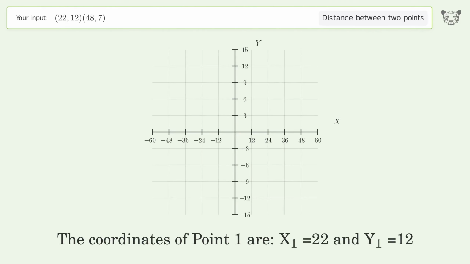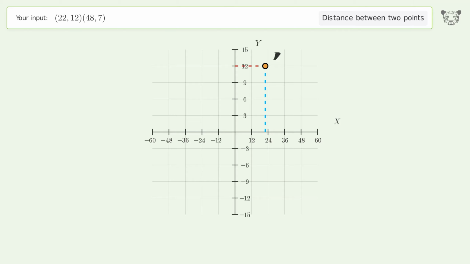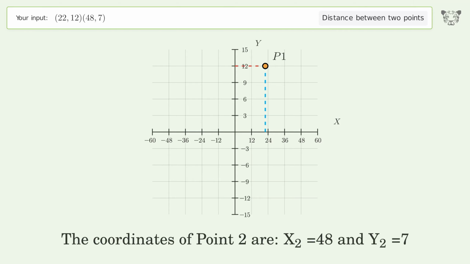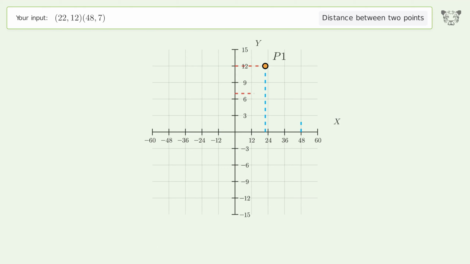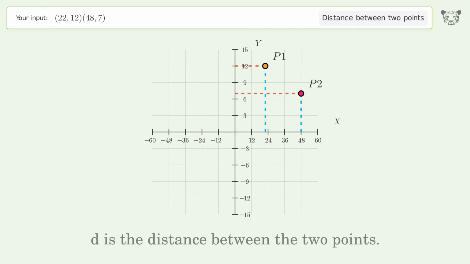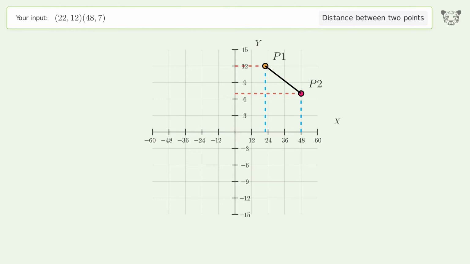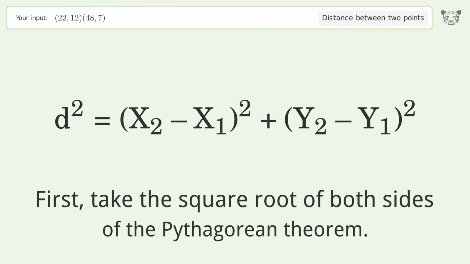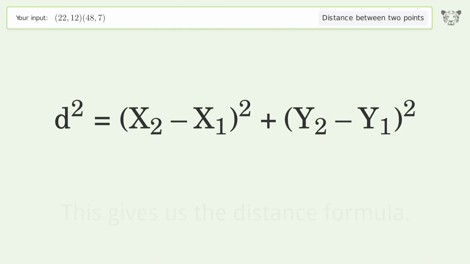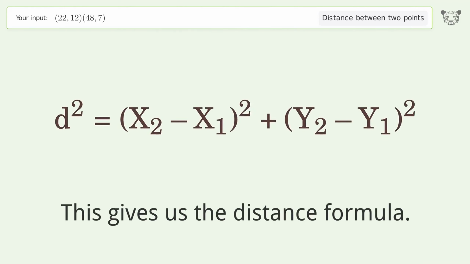The coordinates of point 1 are, x1 equals 22 and y1 equals 12. The coordinates of point 2 are, x2 equals 48 and y2 equals 7. D is the distance between the 2 points. First, take the square root of both sides of the Pythagorean theorem. This gives us the distance formula.